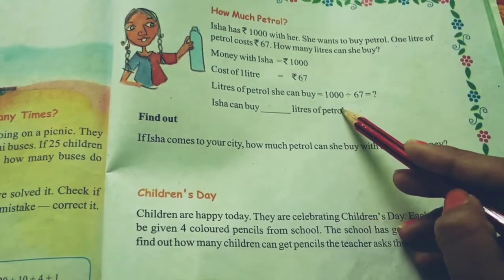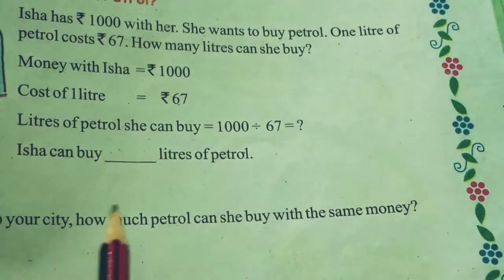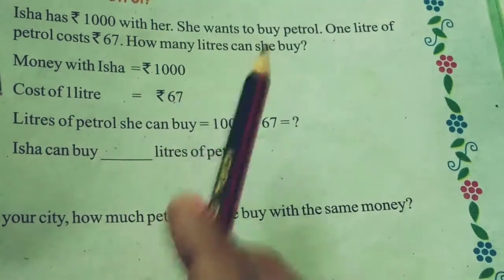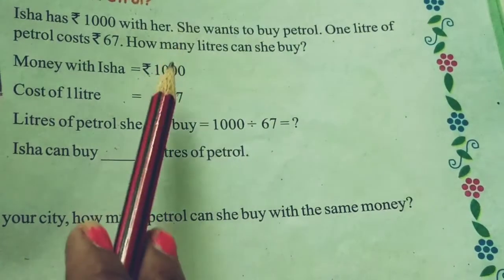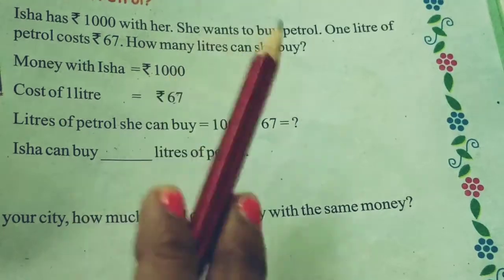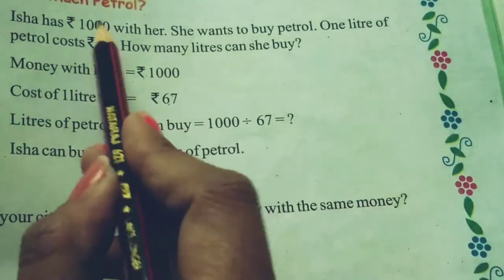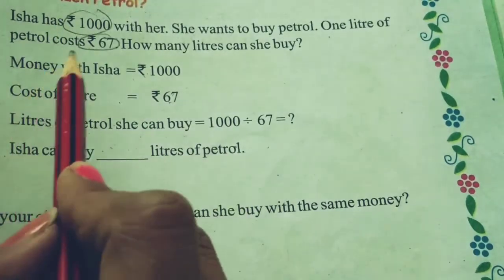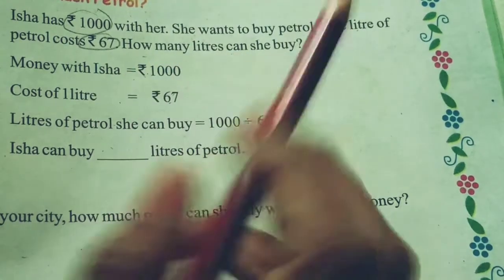Directly division बता दिया है. लेकिन how to do? कैसे करना है? We'll write the steps. Whatever is given, we will write first, and what we have to find out, we will write next. Is equal to, एक साइड में लेफ्ट साइड में जो दिया है वो लिखना है और is equal to की राइट साइड में जो search करना है. So what is given here? We have amount, and what we have to find out? Liter. How many liters she can buy?